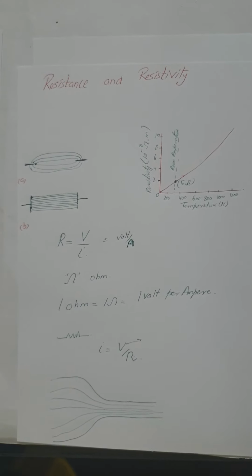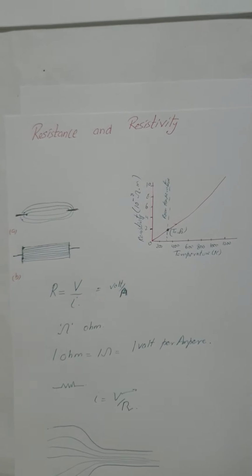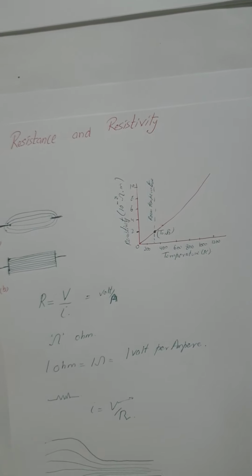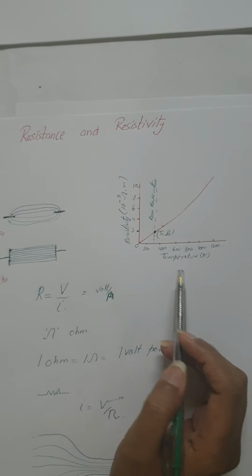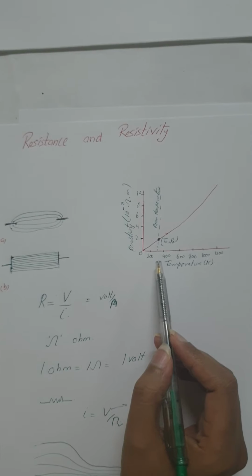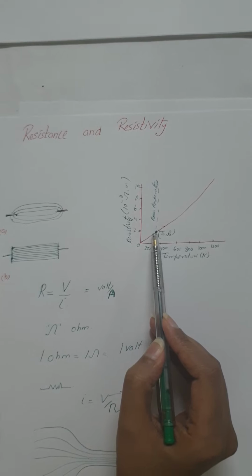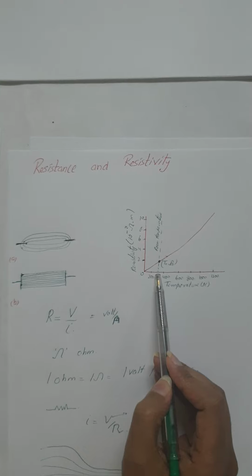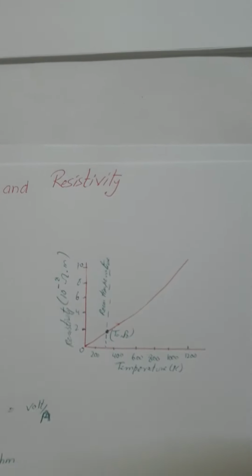Like other physical properties, resistivity is no exception. It also varies with temperature. This graph shows the resistivity of copper as a function of temperature. The dot on the curve marks a convenient reference point at temperature T naught, equal to almost 293 Kelvin, where the resistivity is around 1.69 × 10⁻⁸.